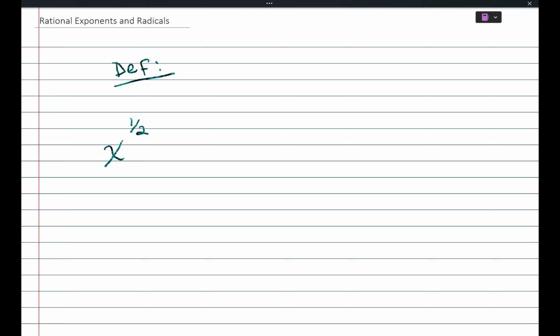So anytime something is written as a rational exponent, we can rewrite it as a radical, right? The base becomes the radicand. The denominator of the rational exponent is the index, and the numerator is what you're raising it to.